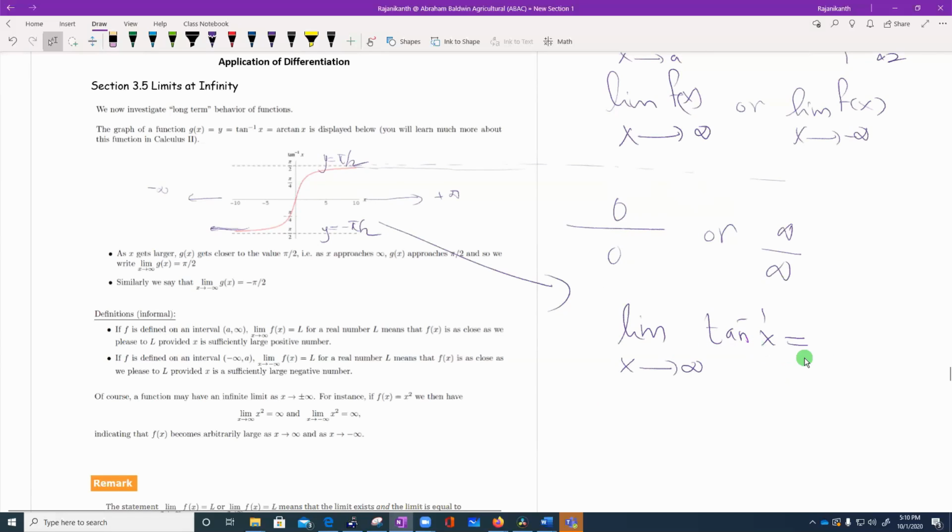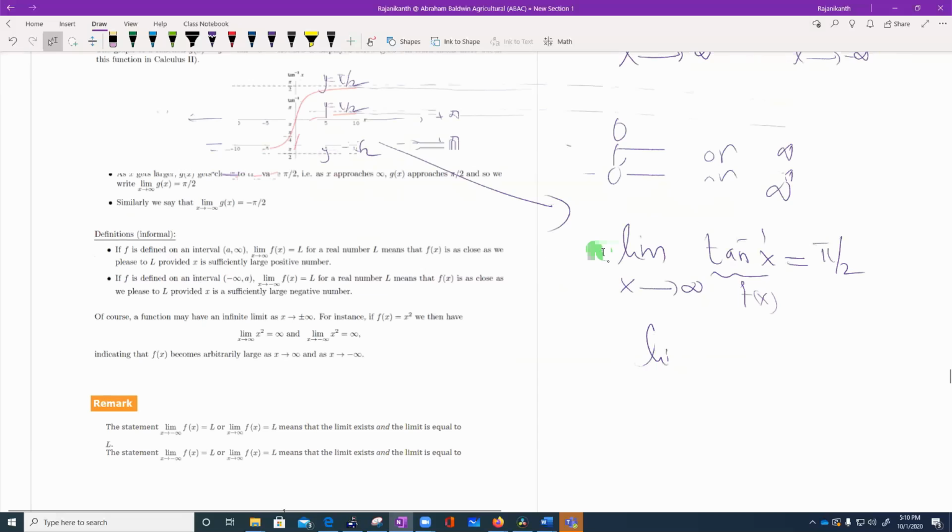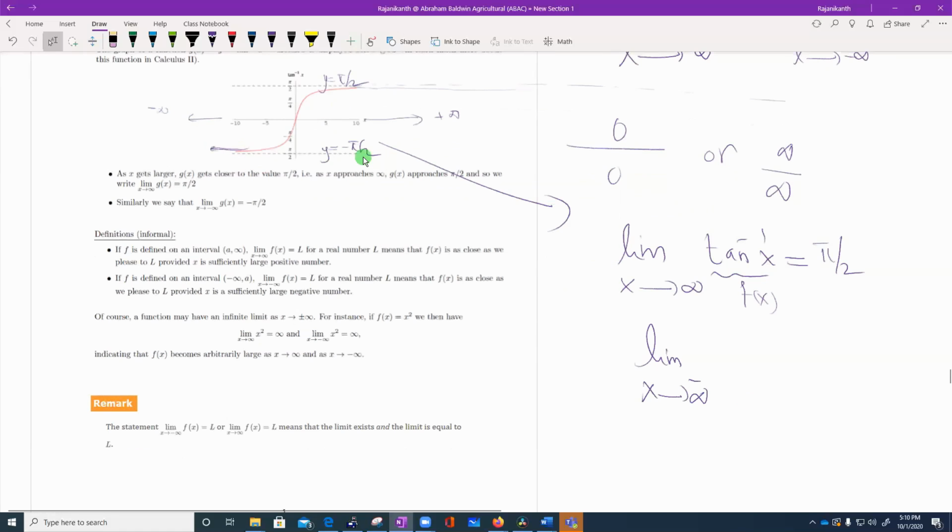This is my function now, f(x). When x goes to positive infinity, all the way here, what is your function value? That is the question. The function is here, the graph is here, approaching a y value. Y is my function value. So the function is approaching pi over 2. Therefore, this is simply pi over 2. In a similar way, when x approaches negative infinity, this end, the function approaches negative pi over 2.